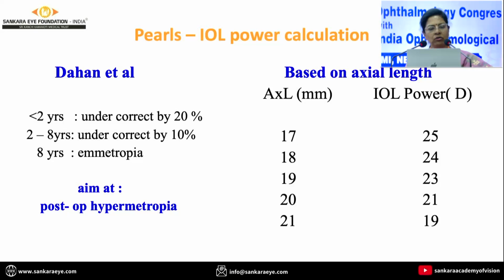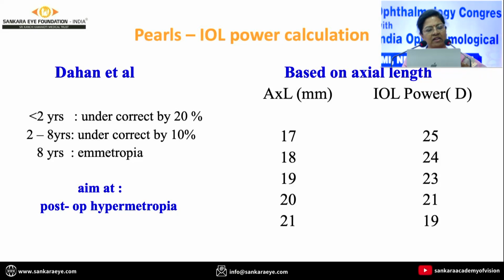Now earlier we were following based on axial length. It was an arbitrary way of understanding what IOL power to be implanted. Now this has gone outdated, and we use the Aden et al. formula. Less than 2 years we are undercorrecting by 20%. That is, whatever you get on the A-scan after calculation, you undercorrect by 20%. Between 2 to 8 years we undercorrect by 10%, and at 8 years we can put the same IOL power as we get in the A-scan report.